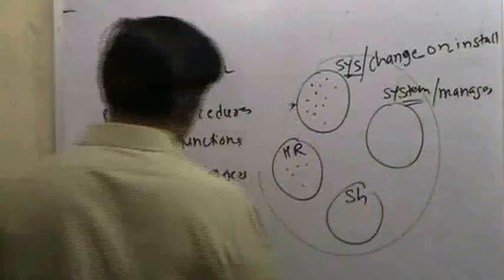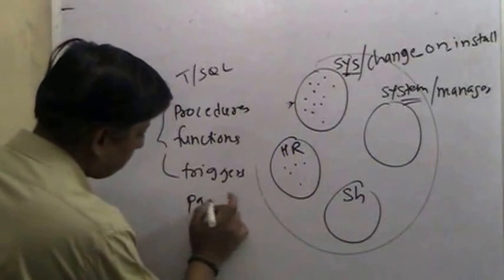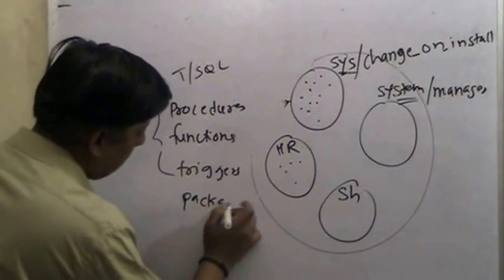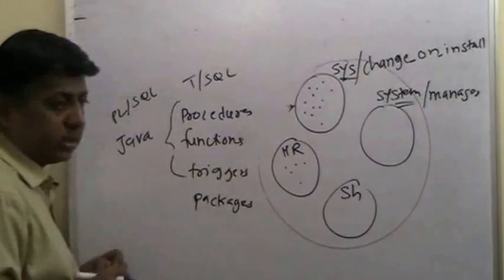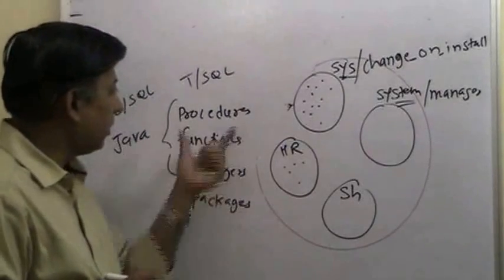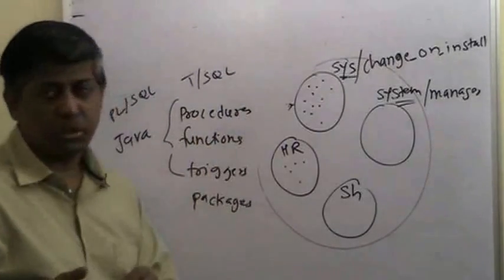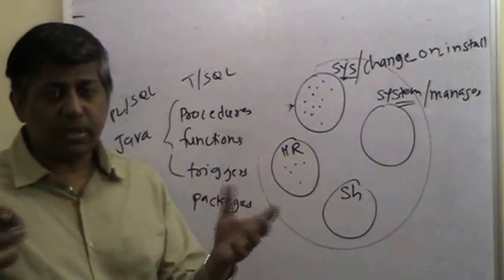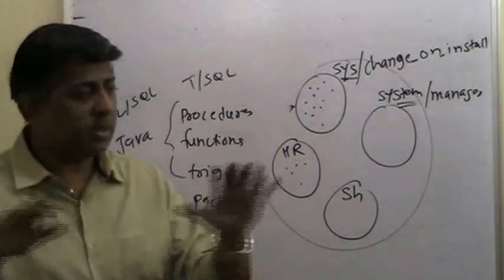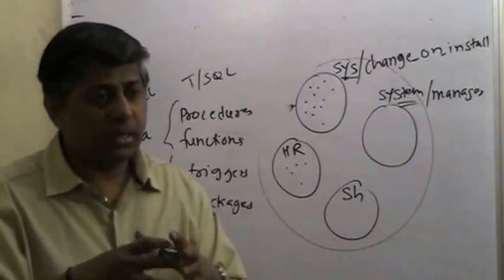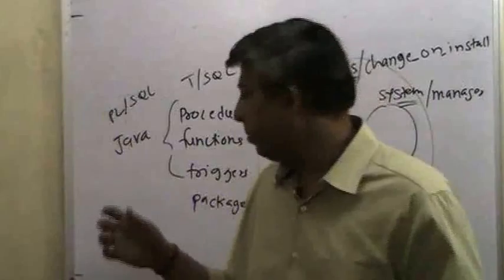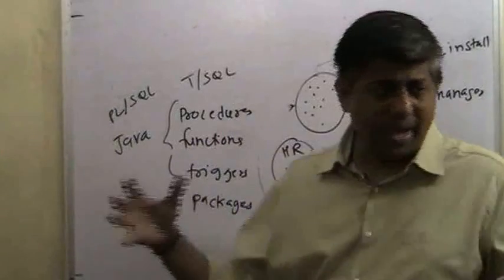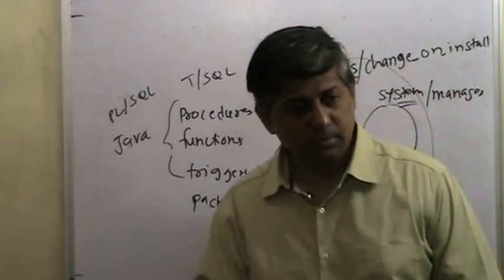And there is one more thing called packages. A package is nothing but a collection of functions or procedures. If you have written 3 functions and 2 procedures, all separate programs, and you club them together under one name, that one name can be called a package. A package is a collection of all those things.